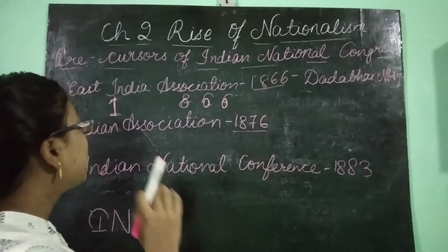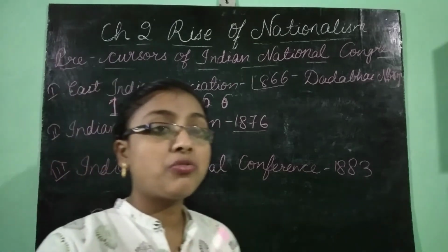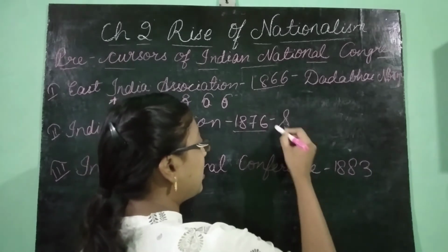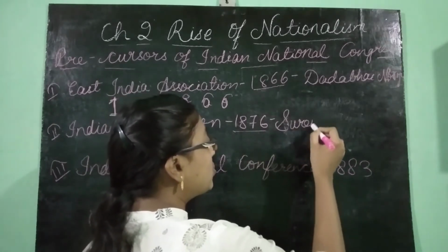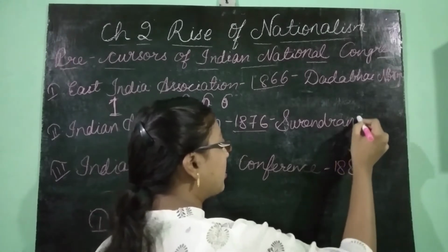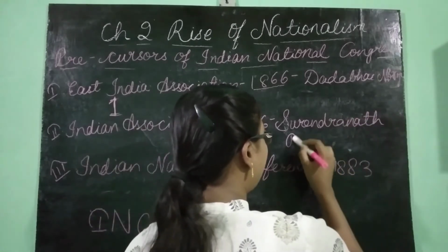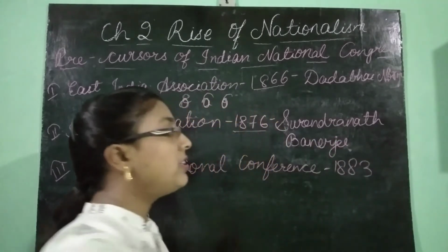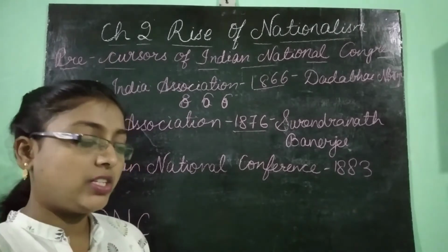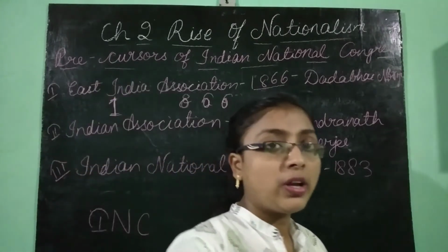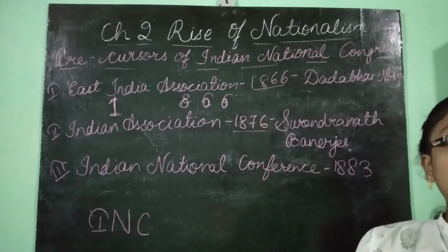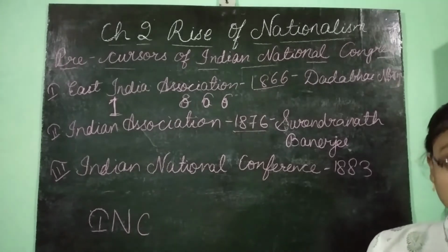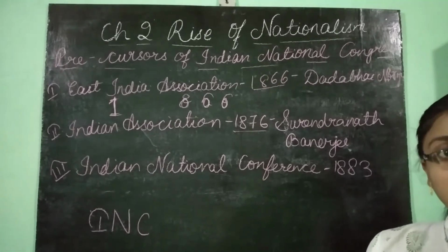Okay. Now, who was the founder of Indian Association? Founder of Indian Association is Surendranath Banerjee. Now you have to remember the founder's name too, because a question can come: name the association or name the political body formed by Dadabhai Naoroji. So if you know, then you can write, isn't it?